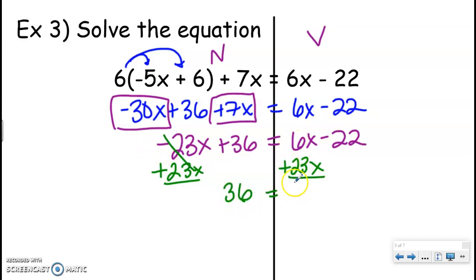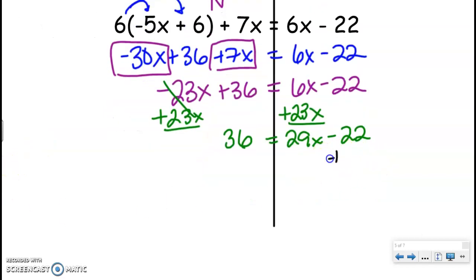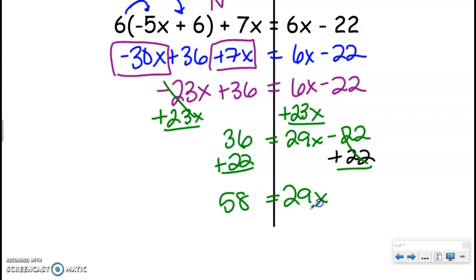So 6x and 23x is 29x. Bring down your minus 22, and we are going to solve from there. So let's go ahead and do plus 22 on both sides. It changed to black for some random reason. So I get 58 equals 29x.